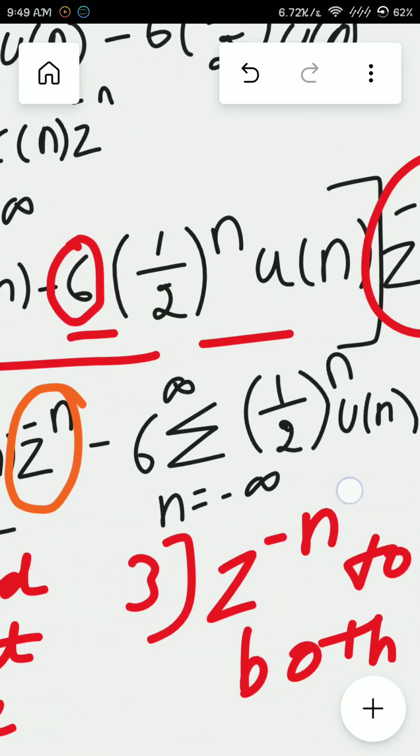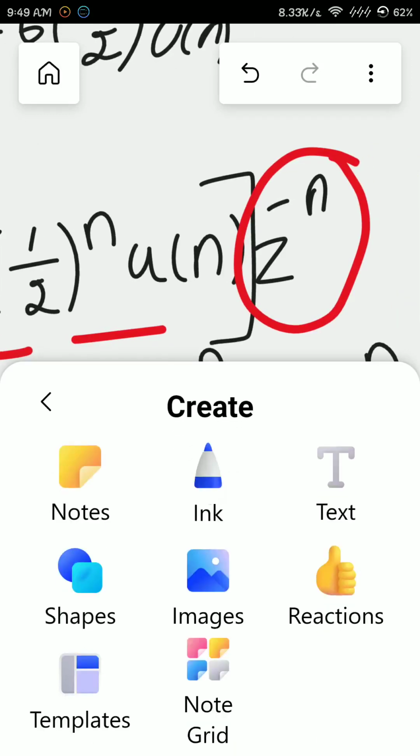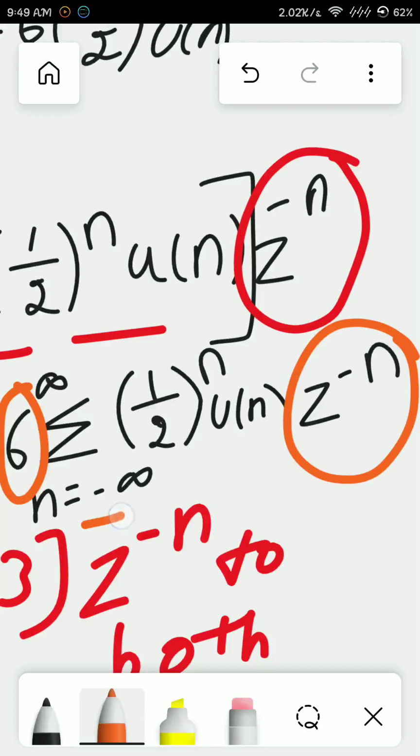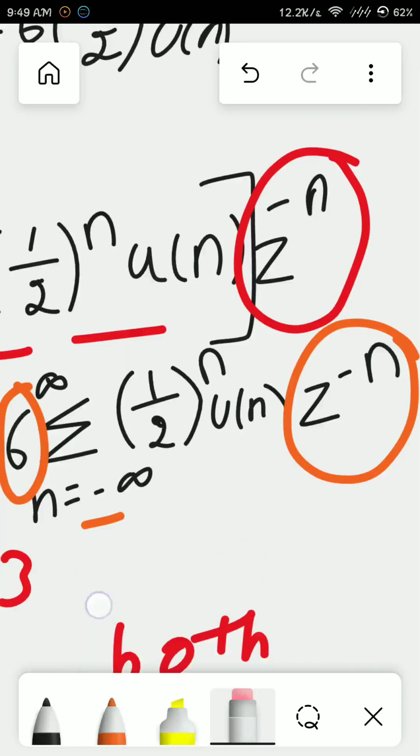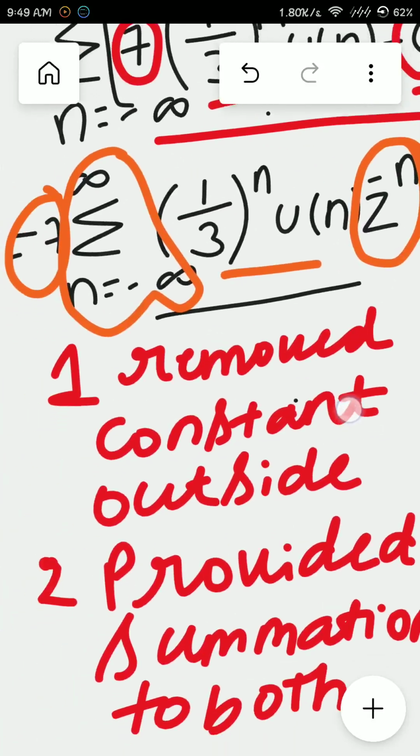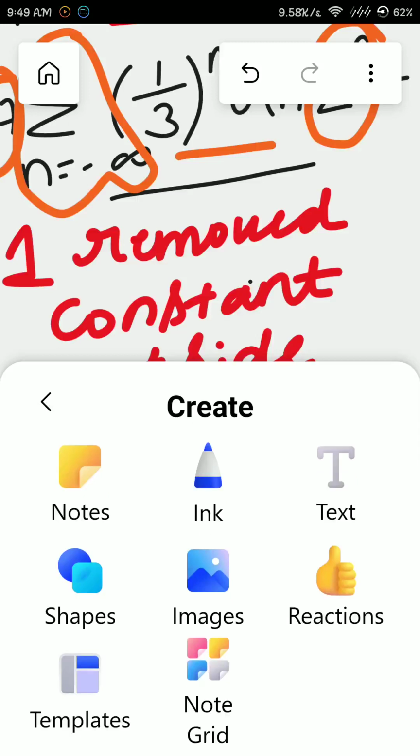Then what did I do here? Here, if you see, there was a 6 as constant. I removed 6 outside. And here I multiplied z to the power of minus n to this, as well as provided the summation, right? Did I do all this? Yes. So now let me take the next step.